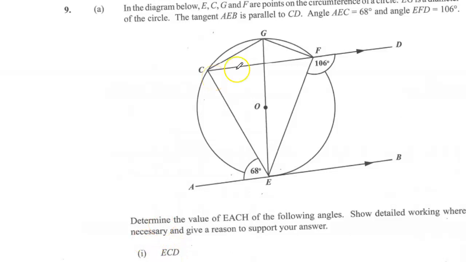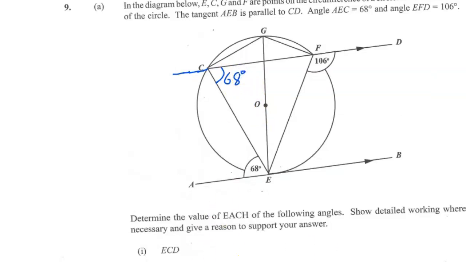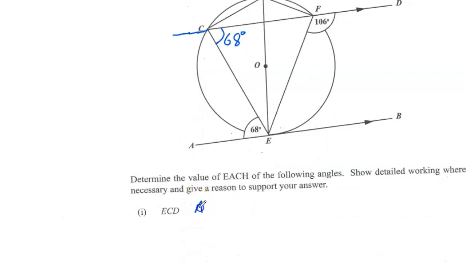The first angle we're asked to find is angle ECD. ECD, of course, that's this angle. So notice the line CFD is parallel to the line AB. So if this is 68, then let me just extend this a little bit. This angle is also 68. So ECD is 68 degrees, and the reason is alternate angles. So 68 here, this angle is alternate to this angle.